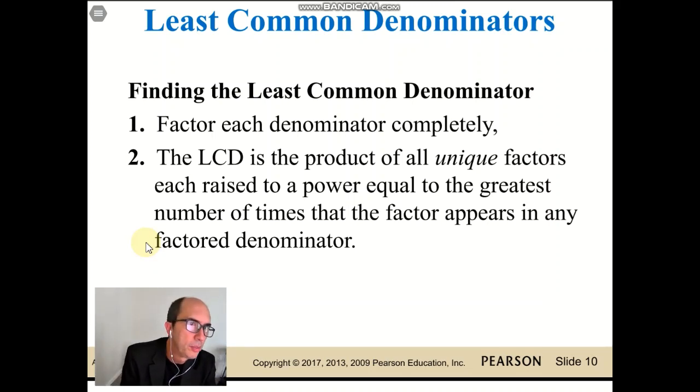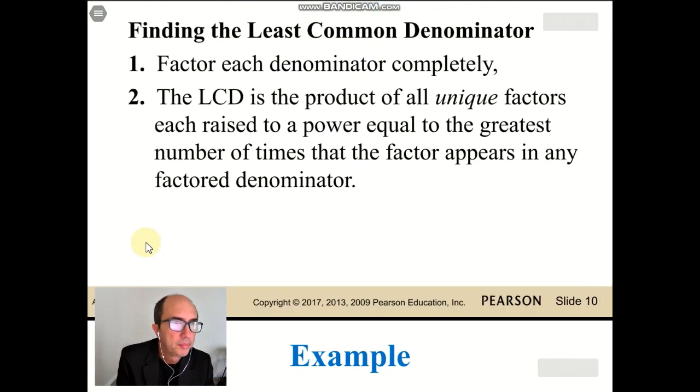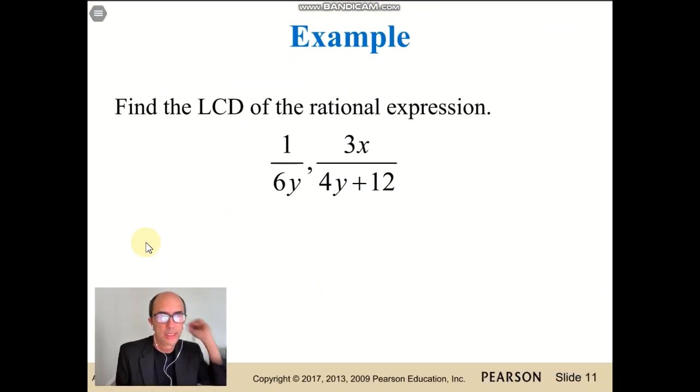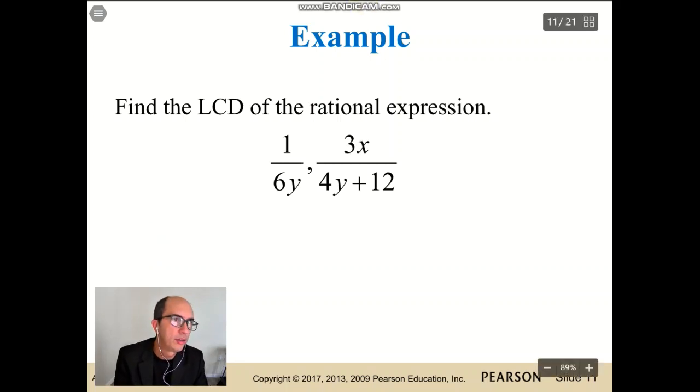Finding the least common denominator: first you factor each denominator completely, and the second step, the LCD is the product of all unique factors, each raised to a power equal to the greatest number of times that the factor appears in any factored denominator. Let's see how it works. Let's see on an example how to work out the least common denominator.